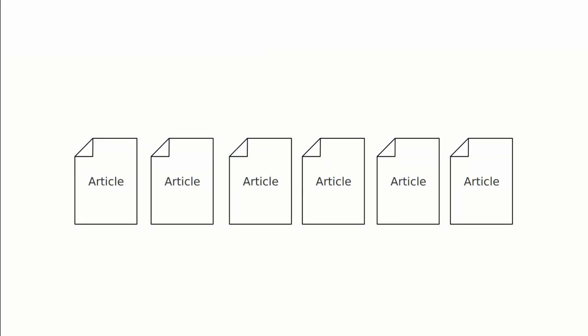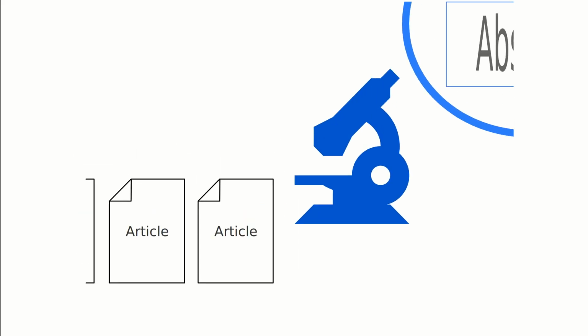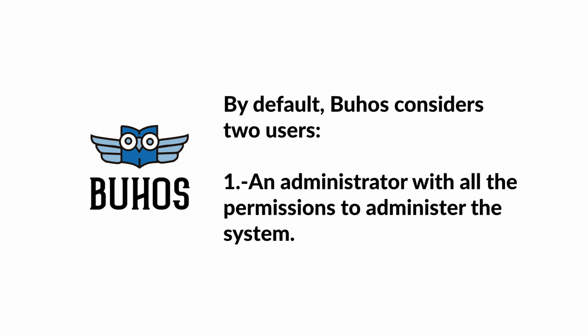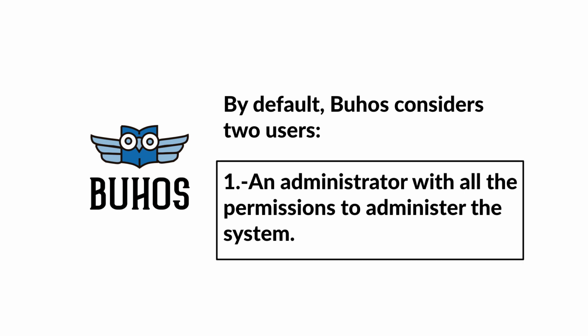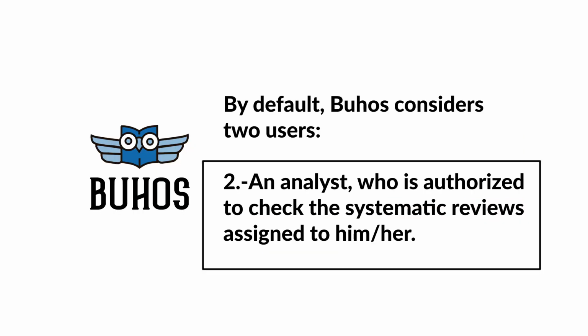Once the records have been defined, they should be reviewed to confirm whether or not they are useful. To determine this, the first criterion is to see whether the article title and abstract evidence eligibility for inclusion in the study. By default, Buhos considers two users, an administrator with all the permissions to administer the system, and an analyst with an analyst username and password. The analyst is authorized to check the systematic reviews assigned to him or her.